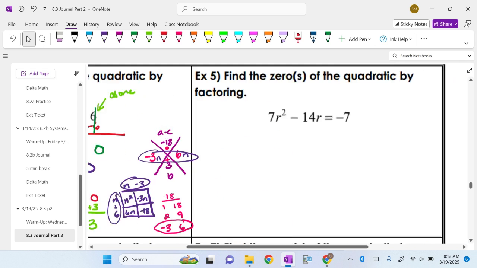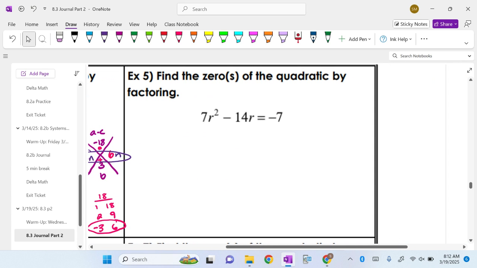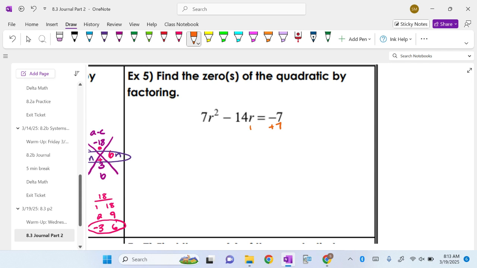All right, let's try another one. The first thing I have to do is get one side equal to 0. So let's go with Ralph. What's the only thing I have to move to get one side equal to 0? What will be the easiest? Right, the negative 7 is probably going to be the easiest to move. How would I move it to the other side? We add it. So I'm going to add the 7 to both sides.